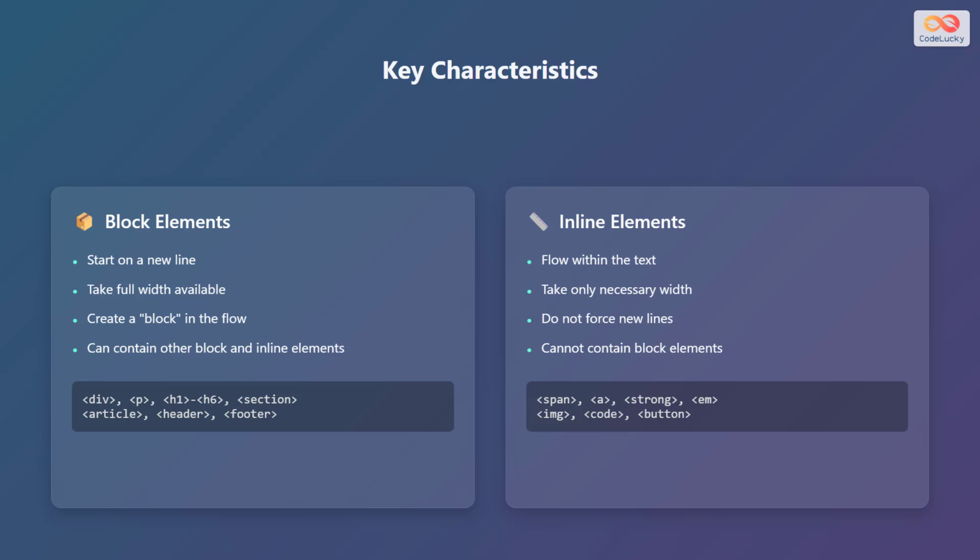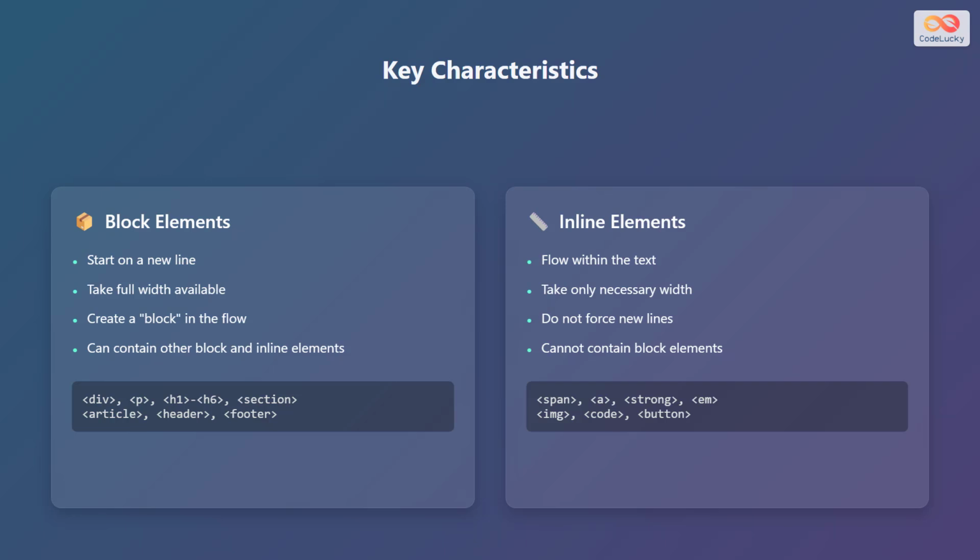First, let's discuss block elements. Block elements always start on a new line. They take up the full width available to them, creating a block in the flow of the document. Block elements can contain other block and inline elements. Some common examples of block elements are div, p, h1 through h6, section, article, header, and footer.